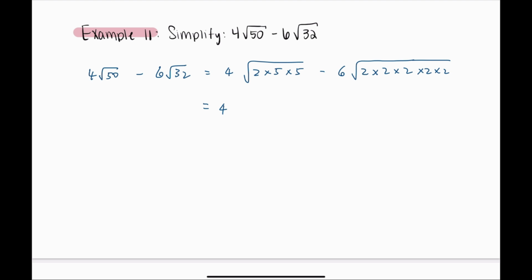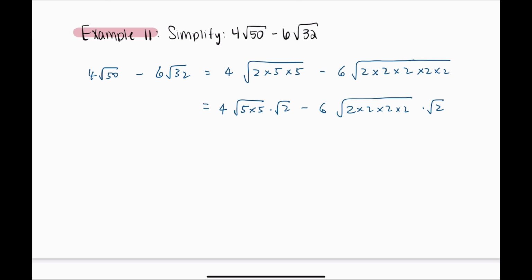Since 25 is a perfect square, we can rewrite the square root of 50 as the square root of 25 times the square root of 2, which simplifies to 5 times the square root of 2. We know that 32 is equal to 16 times 2, and since 16 is a perfect square, we can simplify the square root of 32 to 4 times the square root of 2.